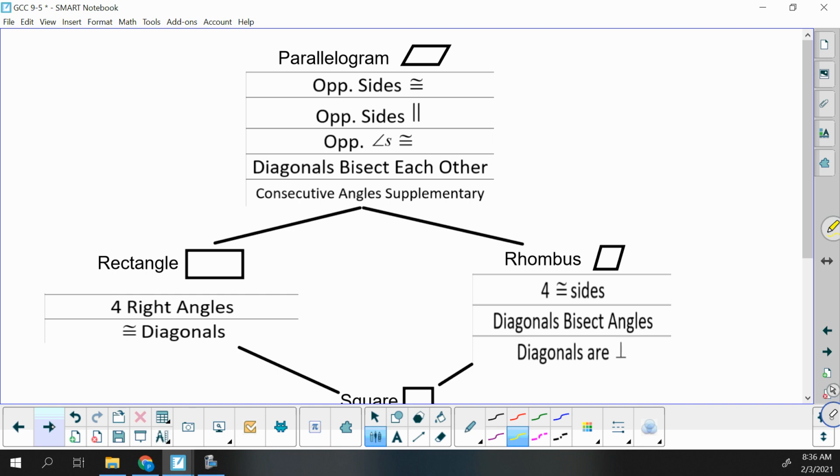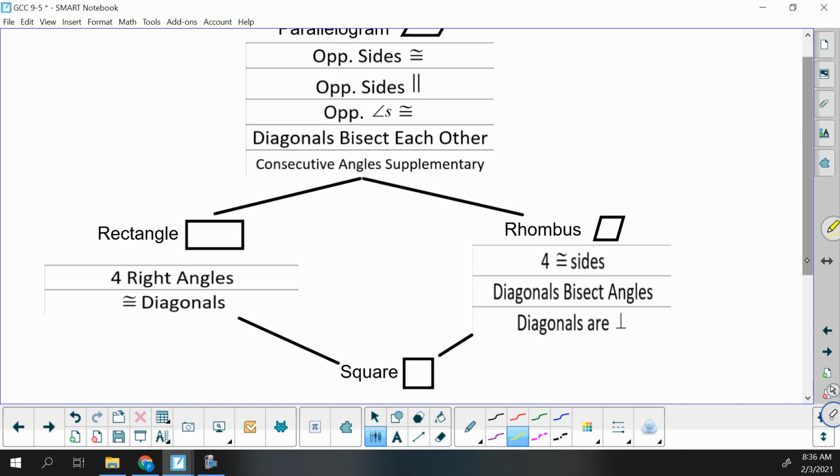On the bottom, we have kind of a flow chart. So you have the parallelogram first, which has the 5 properties that we've talked about the past couple days. Well, the rhombus and the rectangle are just more specific versions of a parallelogram. A rectangle is a parallelogram. It's just a subset of the parallelogram that has some additional properties.